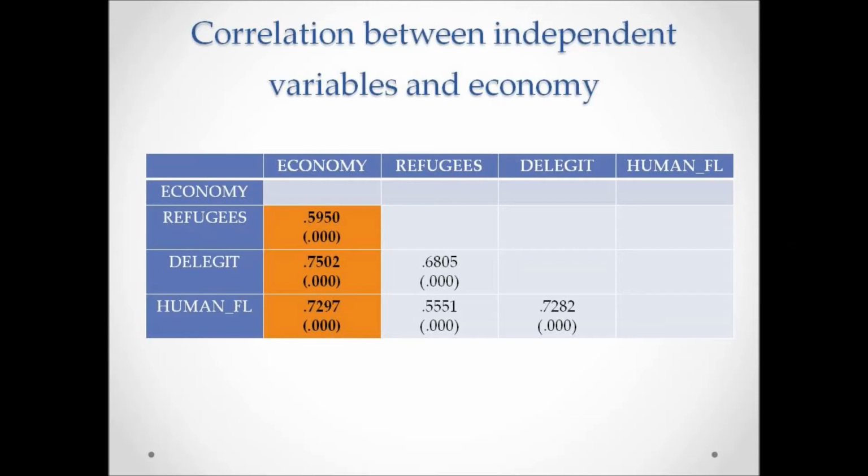The p-values of all three variables are 0.000, which indicates that each of the relationships is statistically significant. By comparing the Pearson's R values for each of the variables as they correlate with economy, it can be seen that refugees have the least effect on economy out of the three, which should also be reflected when doing the regression analysis.